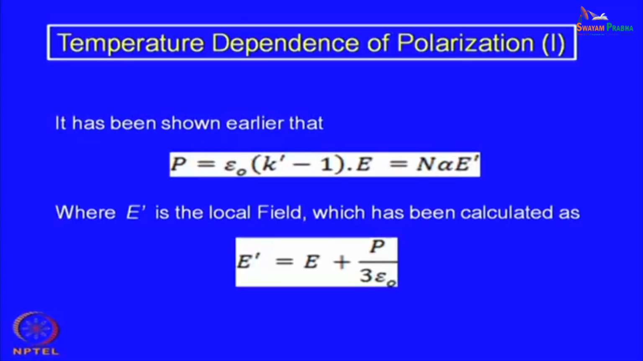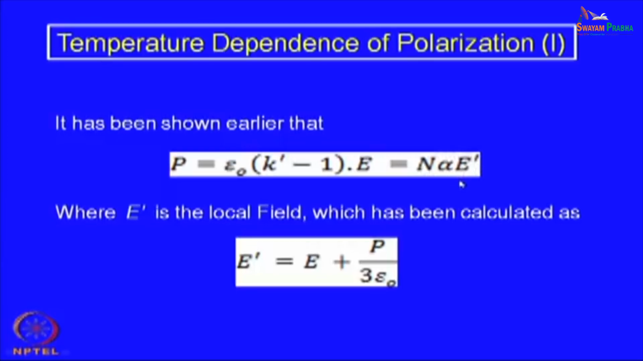equation earlier. The polarization is equal to epsilon naught (k prime minus 1) E, where E is the electric field, and that is also equal to, in terms of the polarizability alpha, the number of dipole moments per unit volume n, times the polarization of each one of them, multiplied by E prime. E prime, as we introduced, is a local field, not the external field, but the local field experienced by individual dipoles within the solid.